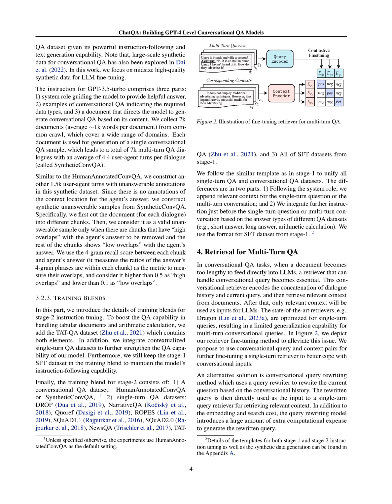Section summary. The authors generated a synthetic conversational QA dataset using GPT-3.5 Turbo and collected 7K documents from Common Crawl to generate multi-turn QA dialogues. They also constructed unanswerable samples by removing chunks of the document that had high overlaps with the agent's answer. In the training blends, they included various datasets to enhance the model's QA capability, including ChatQA for tabular documents and arithmetic calculation, as well as contextualized single-turn QA datasets.